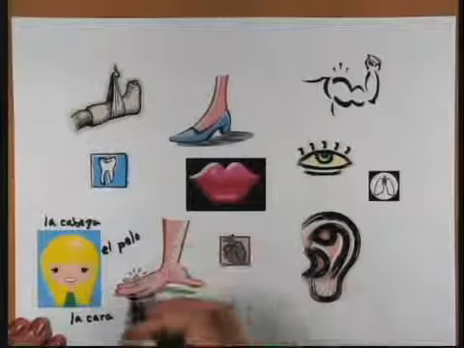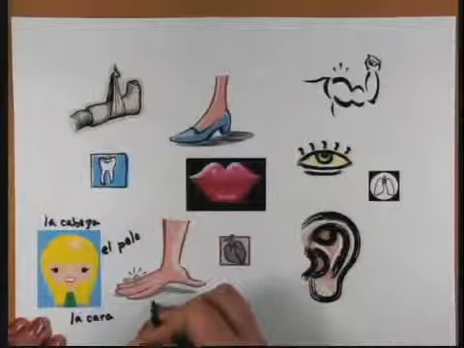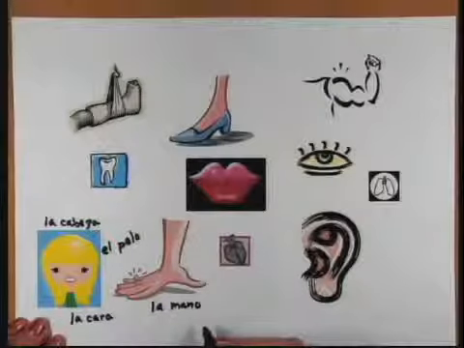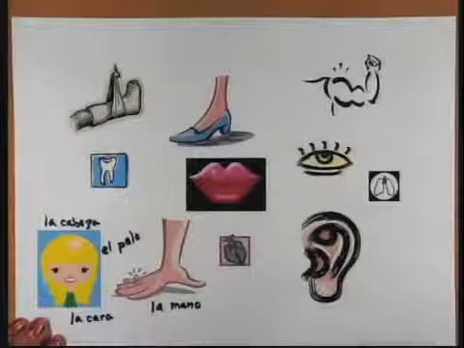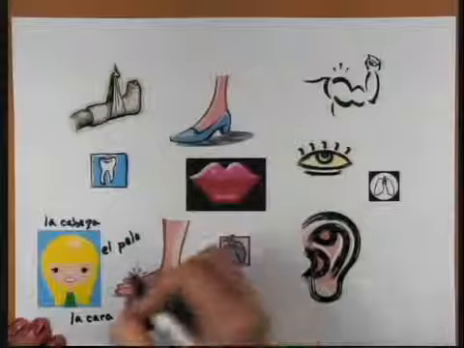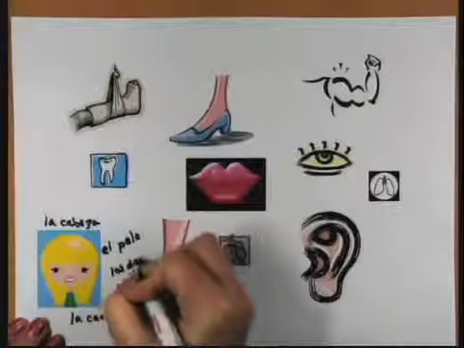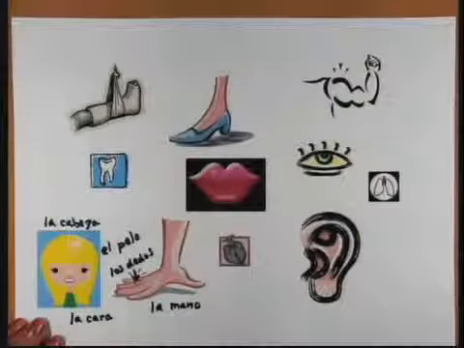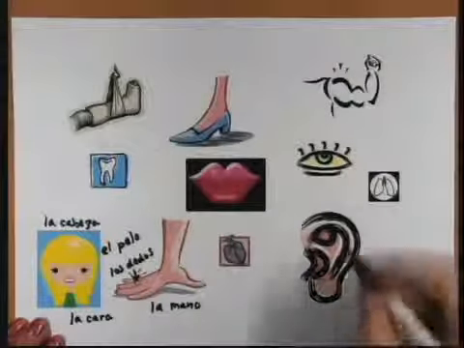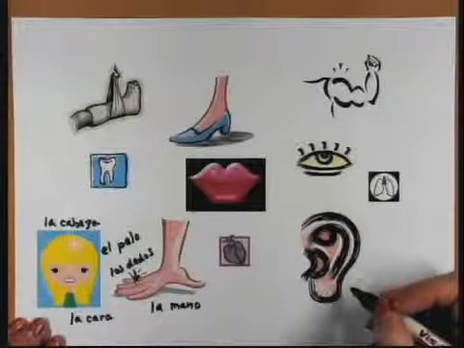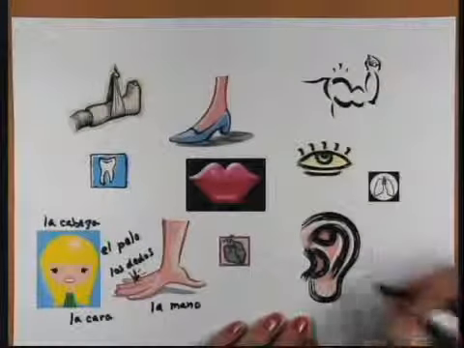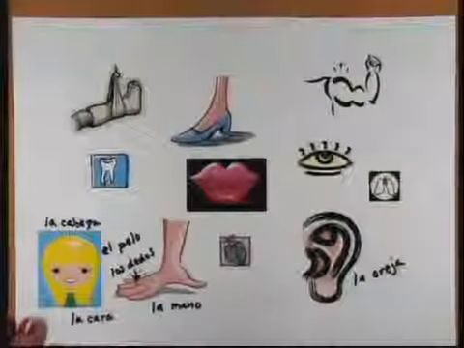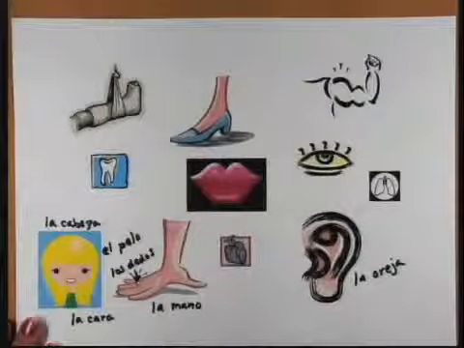Ahora, aquí hay una mano. La mano. That one's irregular as far as gender. La mano. Y los dedos, the fingers, los dedos. Los dedos. Repite, los dedos. ¿Bien? Ahora, aquí hay una gran oreja. Here's a big ear. La oreja. Repite, la oreja. Las orejas.